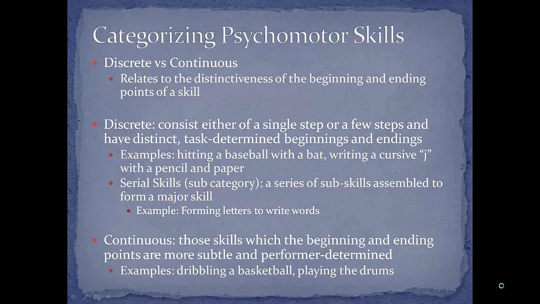There are some subcategory to this called serial skills. Basically, serial skills are sub-skills assembled to perform a major skill, such as writing letters to form words. Continuous, those skills in which the beginning and ending points are more subtle and performer determined. Examples would be dribbling a basketball and playing the drums.